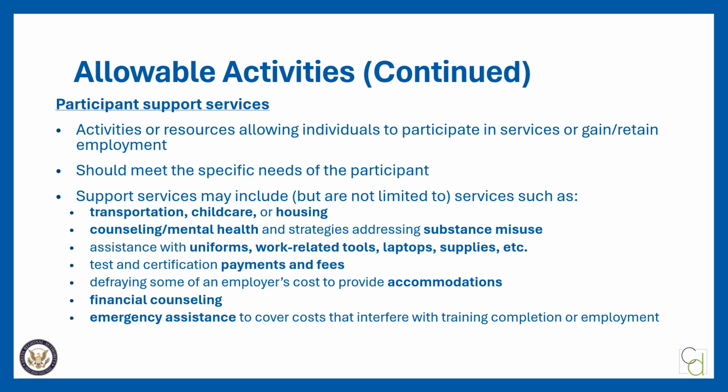Supportive services can include activities like transportation, childcare, or housing, counseling and mental health or strategies to address substance misuse, assistance with uniforms, work-related tools, laptops, and school supplies, etc., test and certification payments and fees, defraying some of an employer's costs to provide accommodations, financial counseling, emergency assistance to cover costs that interfere with training completion or employment. Page 12 of the FOA provides more on supportive services.